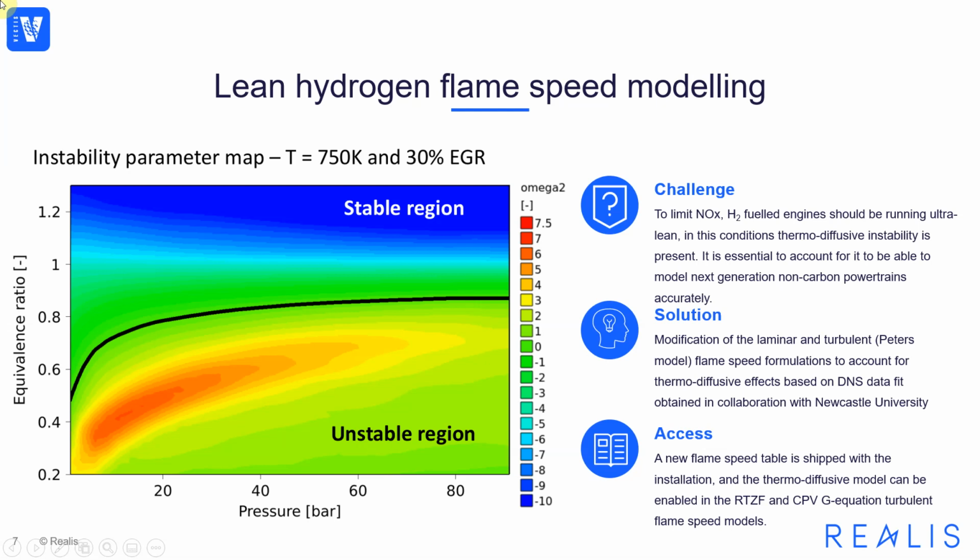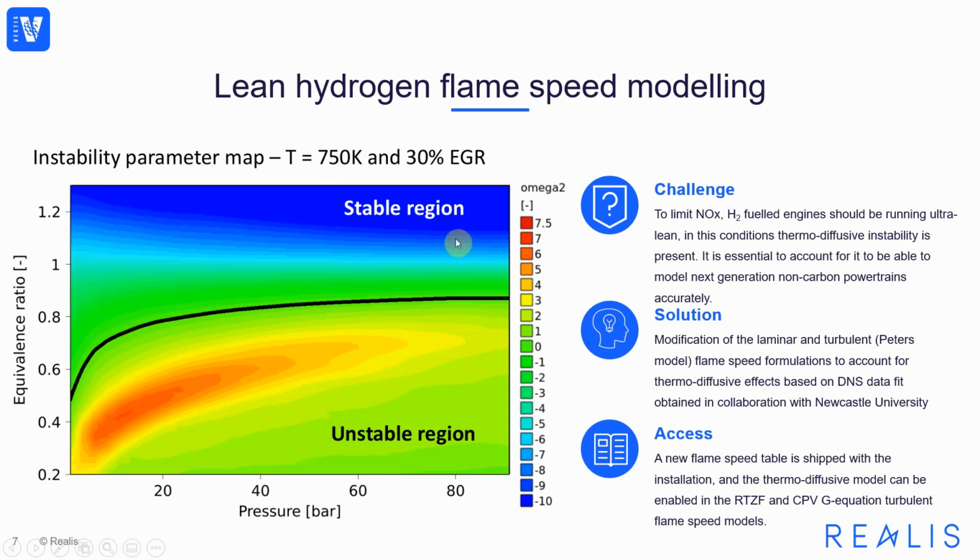The new modeling approach has been derived from direct numerical simulation results obtained in collaboration with Newcastle University and consists in a new flame speed table for hydrogen that is shipped with the installation and a modification of the Peters flame speed closure. The image presented here shows a map of a parameter measuring the stability of the flame at various pressure and equivalence ratio for a temperature of 750 Kelvin and 30% of EGR dilution.